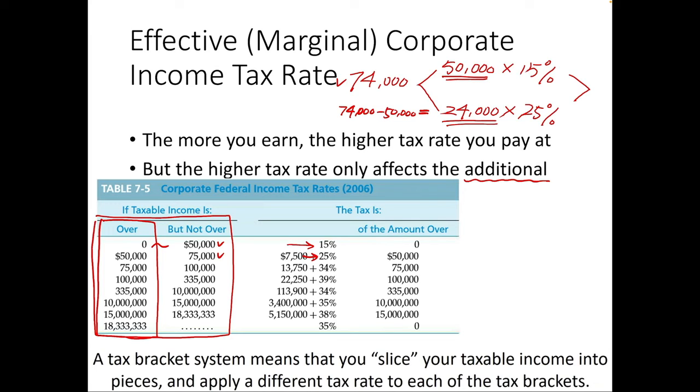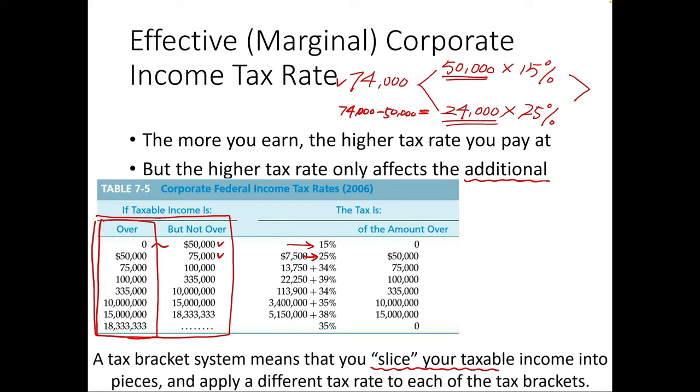Okay, so this is how you calculate your income tax, and to simplify this system for you, I think we can think about this table as another table where you have different brackets to fill up with your gross income. And then when you want to calculate your income tax, you just slice your taxable income into pieces and fill up that bracket table, which I will show you in the next slide, and apply a different tax rate to each of the tax brackets.